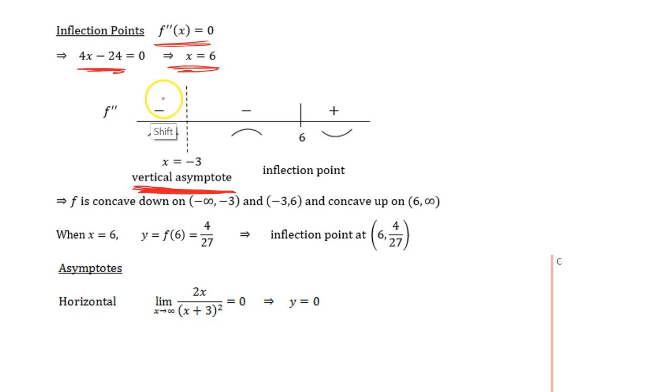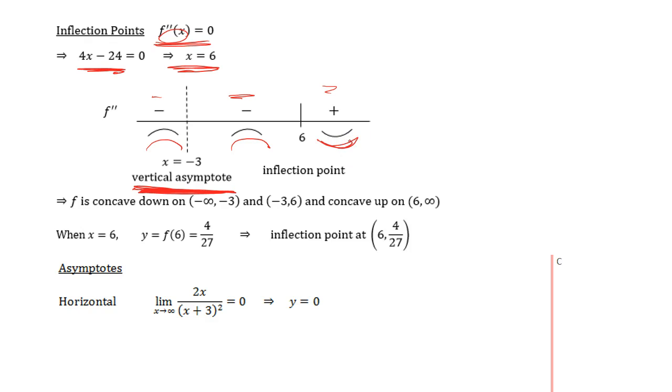So again, you take a number in this interval right here, you test it, plug it into the second derivative, see if it's positive or negative. Take a number here, plug it in the second derivative, see if it's positive or negative. In both cases, these are negative, so it's concave down in each of these cases. And then take a number greater than 6, plug it into the second derivative, see what the sign is. It's positive, so it's concave up.